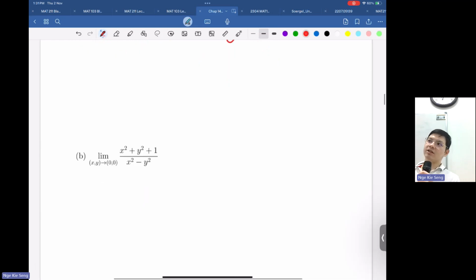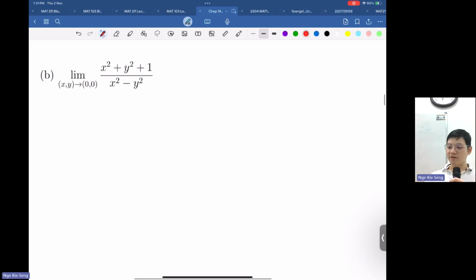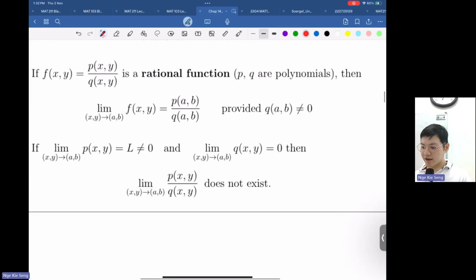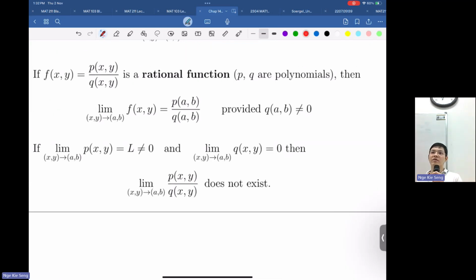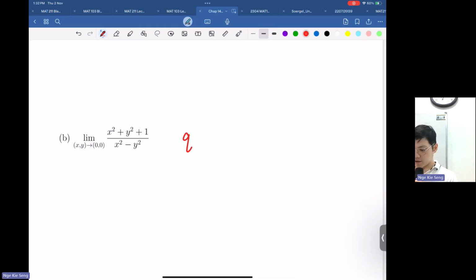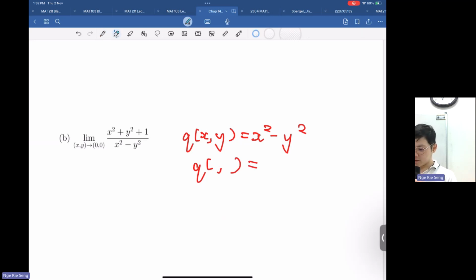Next, how about this? This is a rational function. For a rational function, you need to take note of the denominator. If your denominator is Q(x,y), you need to make sure that Q evaluated at the point is non-zero. So let's check whether it is zero or non-zero in this case. My Q is x squared minus y squared. So Q(0,0) in this case is zero.